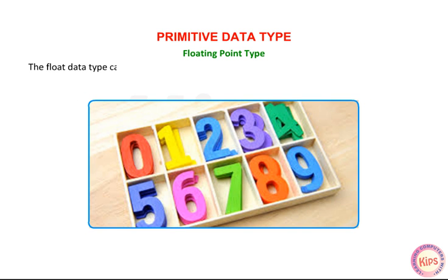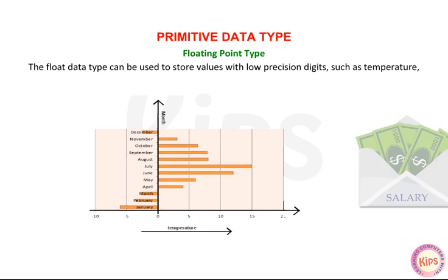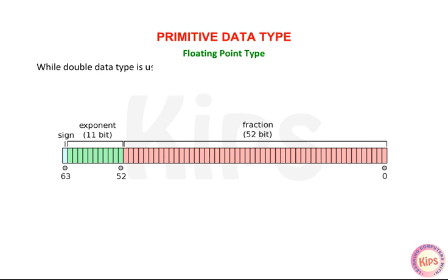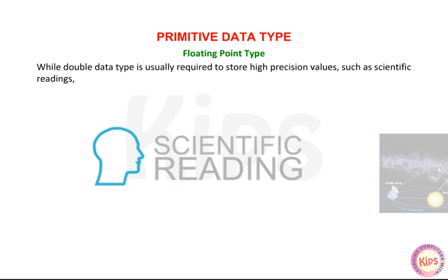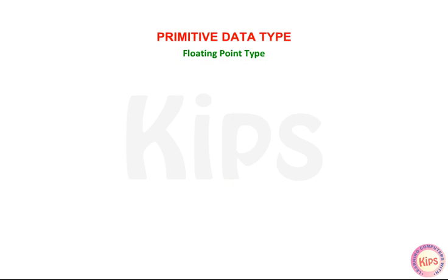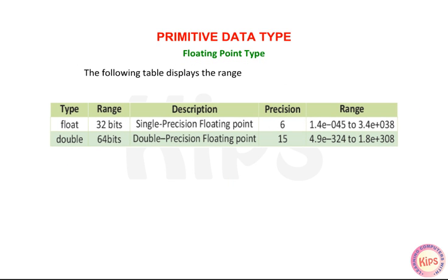The float data type can be used to store values with low precision digits such as temperature, salary, percentage, etc. While the double data type is usually required to store high precision values such as scientific readings, location of celestial bodies and their distances, etc. The following table displays the range of various floating type data.